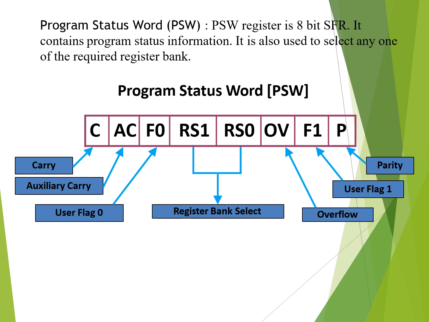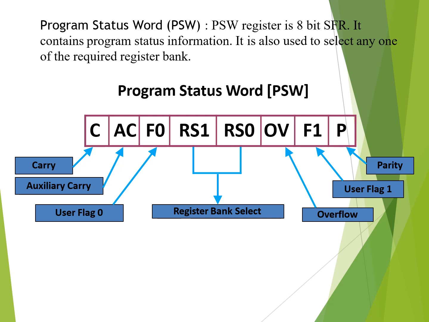It is an 8-bit register. The first bit stands for the parity bit. This bit will be set for even parity. The second bit is F1, which is user flag 1, and the next bit is the overflow bit. This bit will be set if the result is overflowing. The next two bits are RS0 and RS1. These two bits are used to select the available 4 register banks of the 8051.